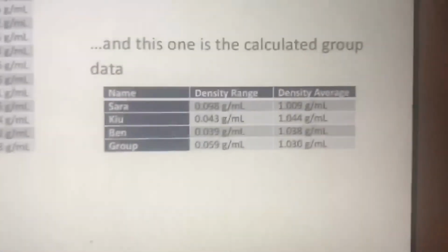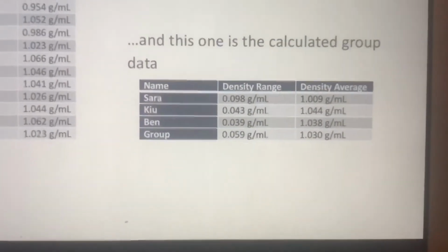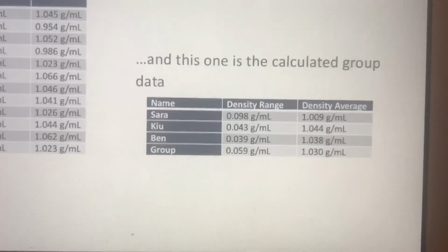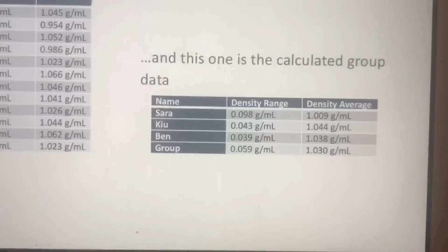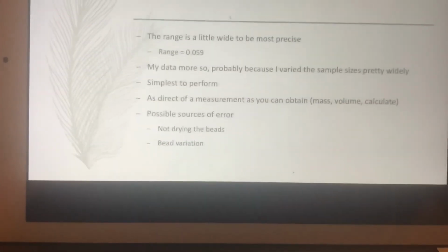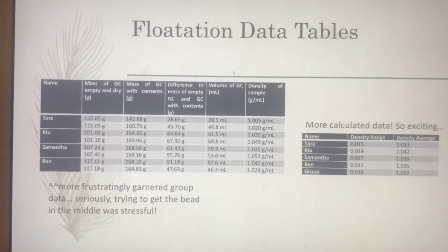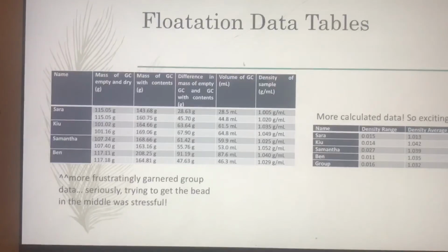So it gave us a range that was a little wide, almost 0.06. And then the group average for density was 1.030 grams per milliliter. In comparison, this is the flotation data, and we had all 4 participants on this one.